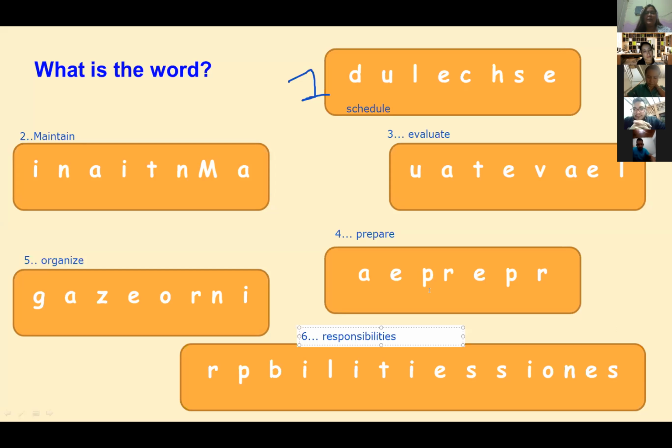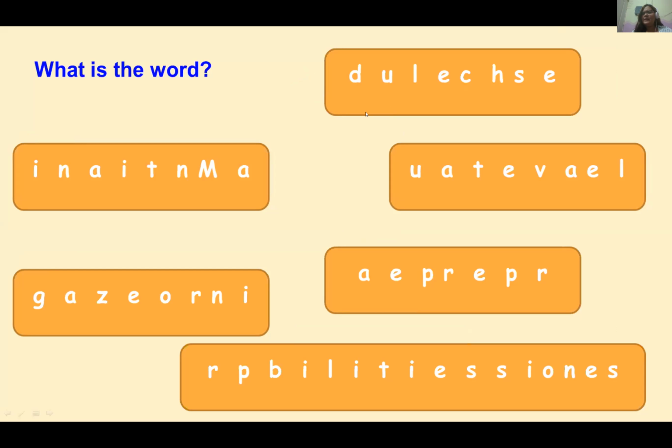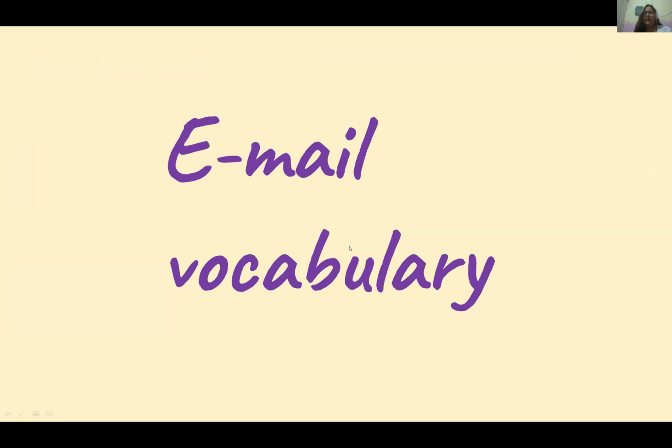Okay, great. So you can use these verbs to talk about activities at work, right? This is what we did yesterday. We talked about these activities that we can do at work. You shared your activities with a partner. Today we are going to practice this vocabulary too. Right now, we're going to study some vocabulary about emails. We're going to watch a video and you're going to answer some questions based on the video.